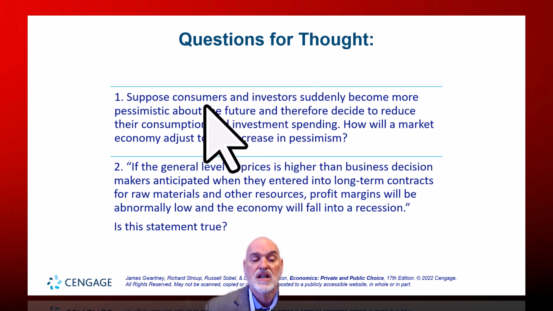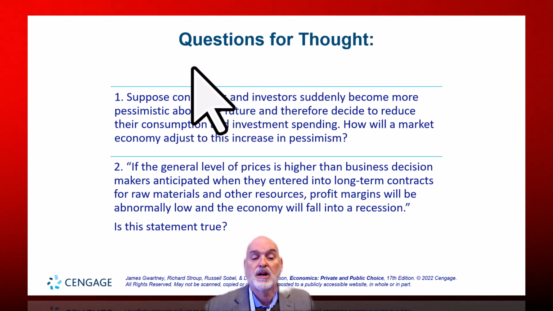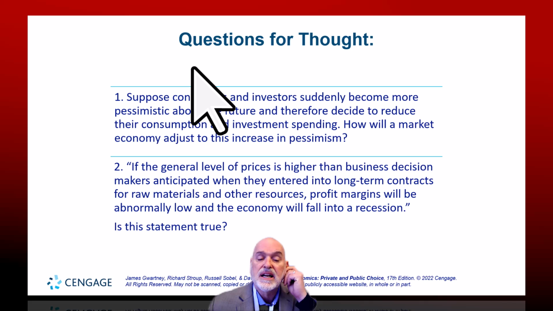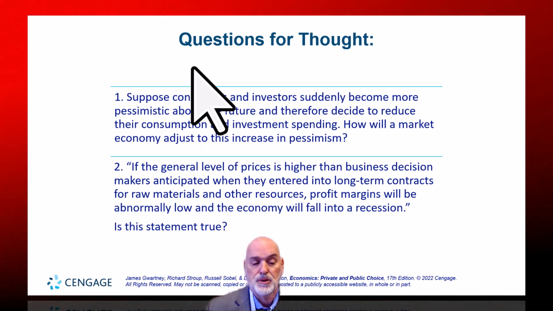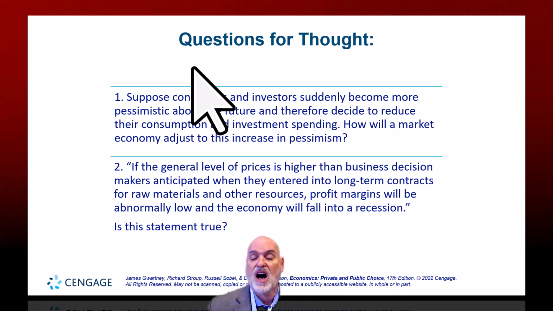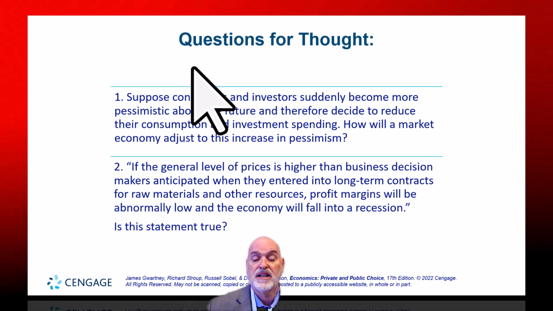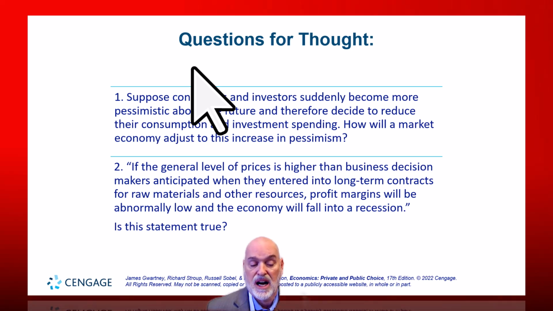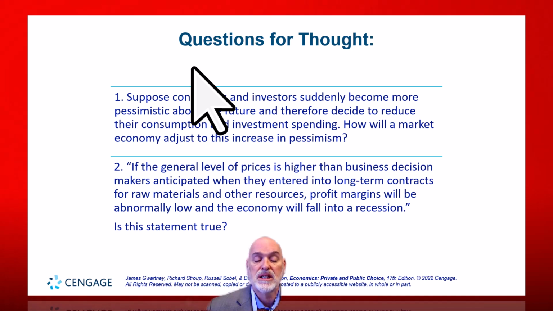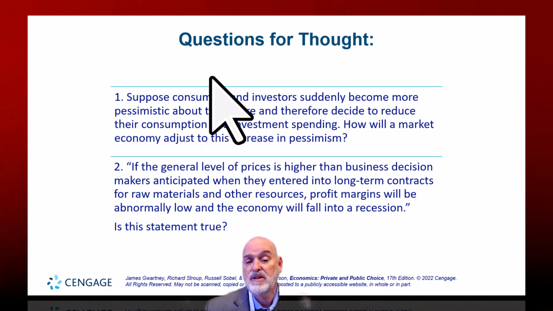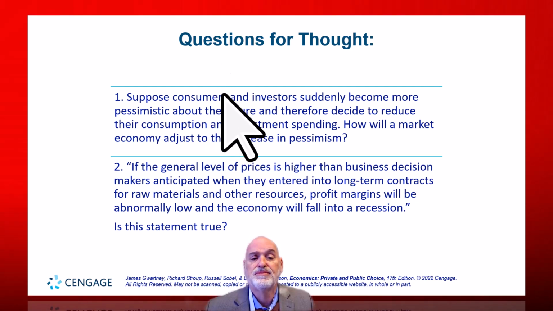Questions for thought. 1. Suppose consumers and investors suddenly become more pessimistic about the future and therefore decide to reduce their consumption and investment spending. How will the market economy adjust to this increase in pessimism? 2. If the general level of prices is higher than business decision makers anticipated when they entered into long-term contracts for raw materials and other resources, profit margins will be abnormally low and the economy will fall into recession. Is this statement true or false?